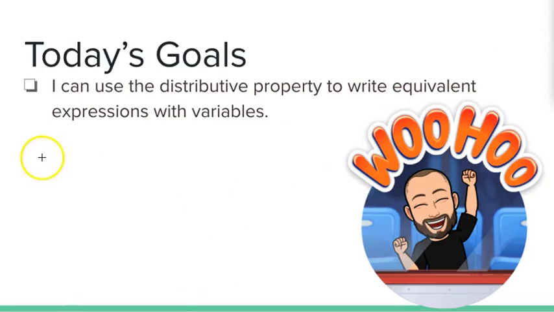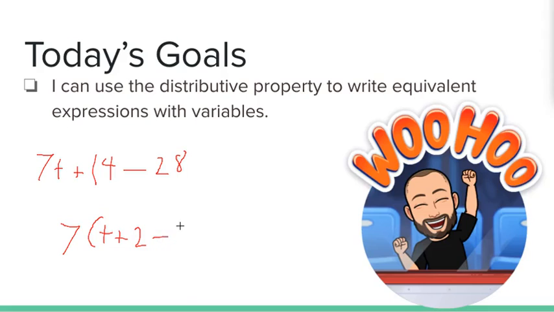Just real fast, if I had something like 7t plus 14 minus, let's say 28, what's going to be the common factor with all these? Yeah, 7's the common factor, right? So I'd have 7t plus 2 minus 4. And yeah, I could put those together and have it just as minus 2 here.